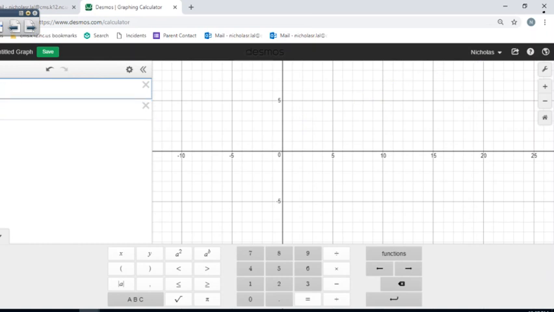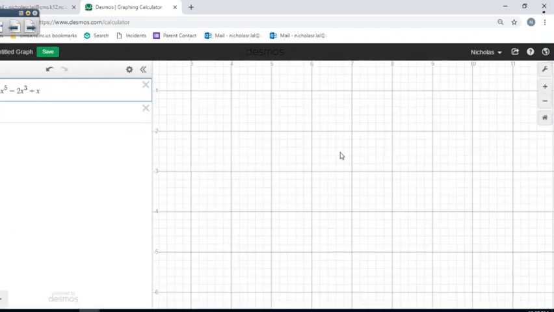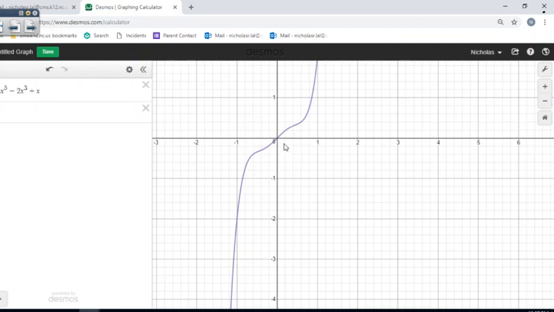The equation is 3x to the 5th minus 2x cubed plus x. Alright? One thing you need to know about odd functions is that they are reflected about the origin. If you look at this function, you see it is reflected about the point 0, 0.